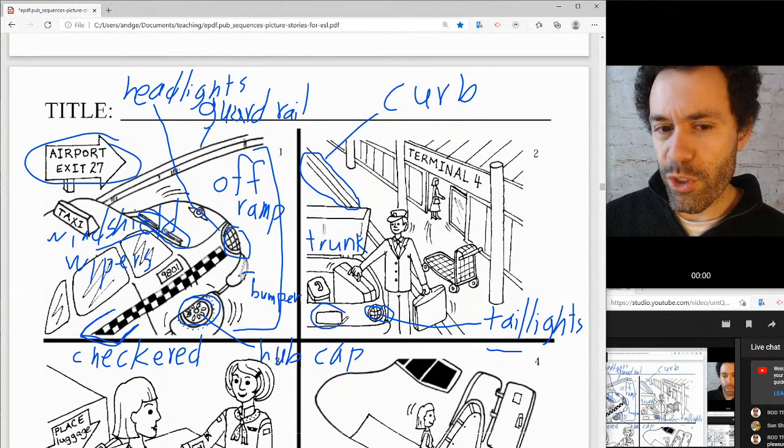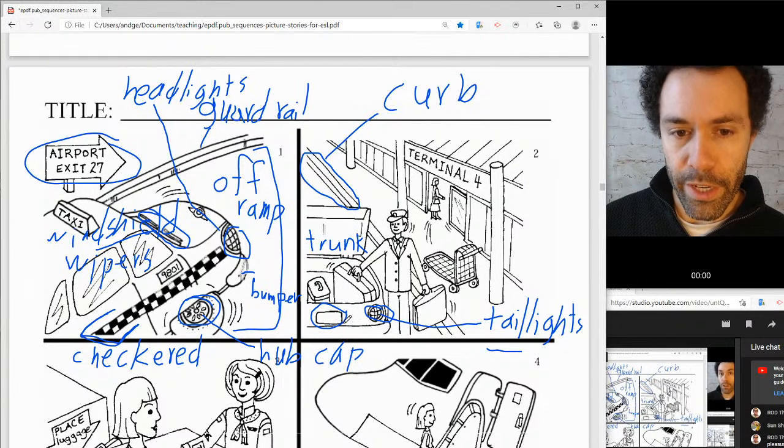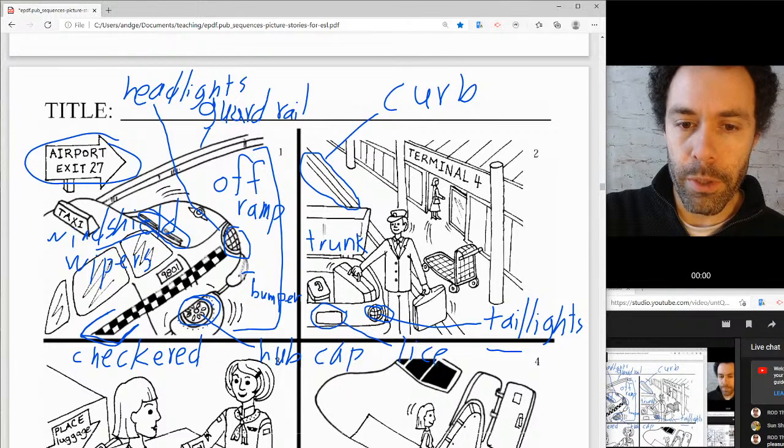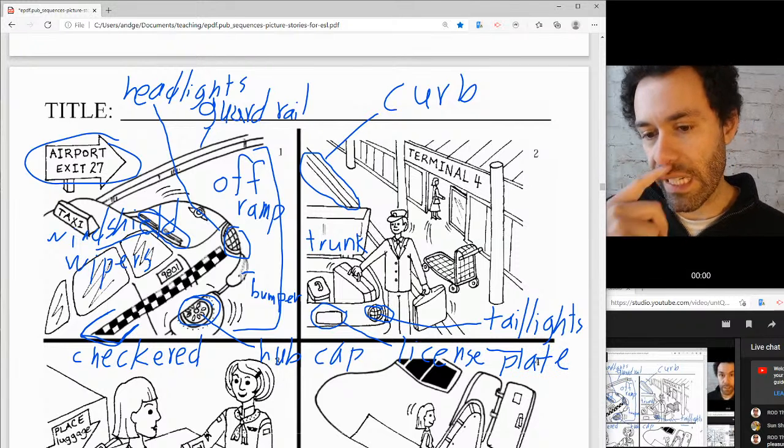How about this part? Usually, you know, where you have those letters and numbers that kind of identify your car. This is your license plate. Okay, so if you ever get a new car, you have to register it and get a new license plate.